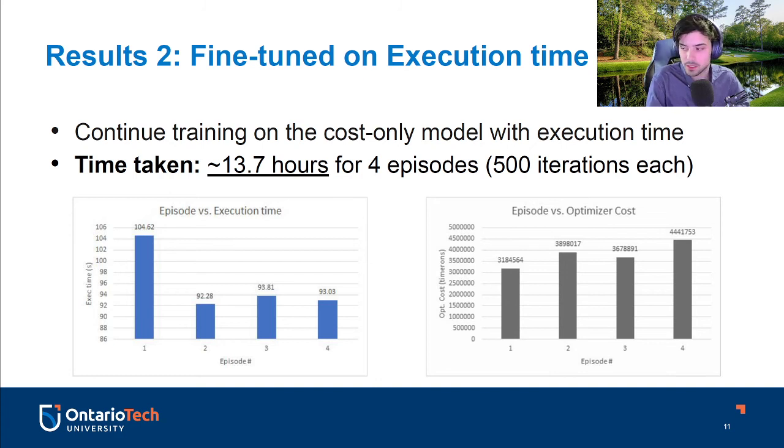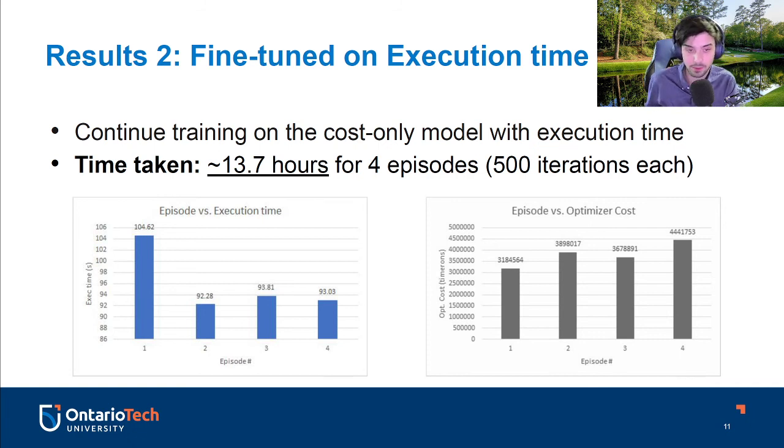But anyways, here you can see the left diagram. The episodes show it's effective at minimizing execution time, right? As the episodes go on, it seems like the agent has figured out how to converge or decrease execution time to a certain extent.